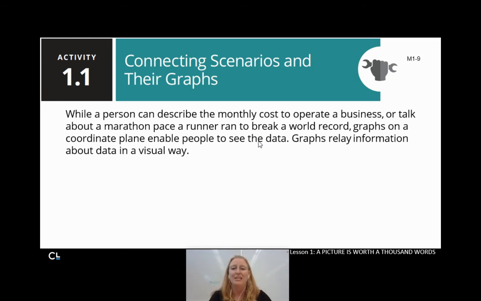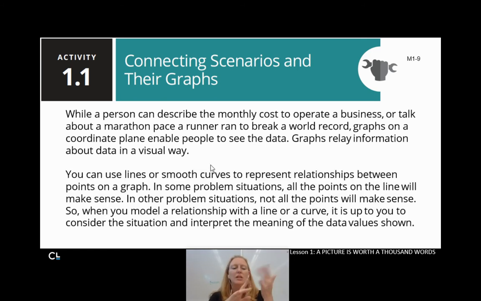It makes a difference. Now, when we do these graphs, you can use lines or smooth curves to represent relationships between points on a graph. In some problem situations, all the points on the line will make sense. In other problem situations, not all of the points will make sense. So when you model a relationship with a line or a curve, it is up to you to consider the situation and interpret the meaning of the data values shown.